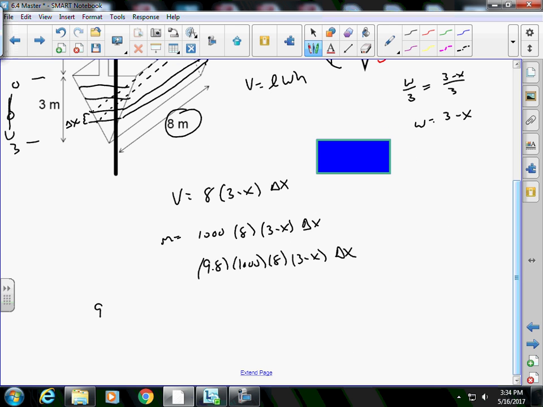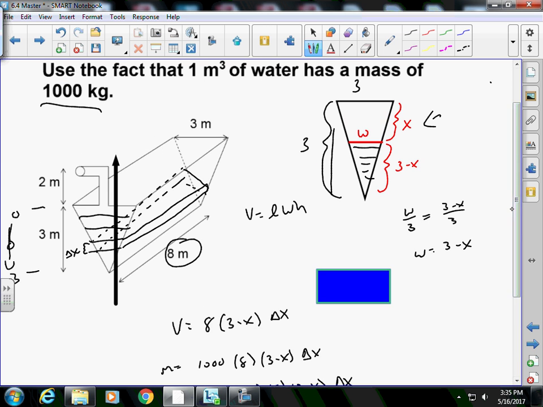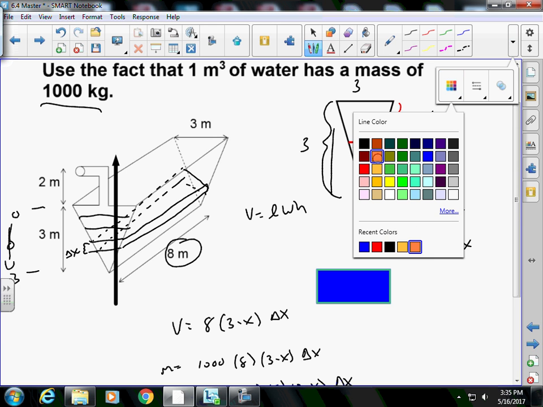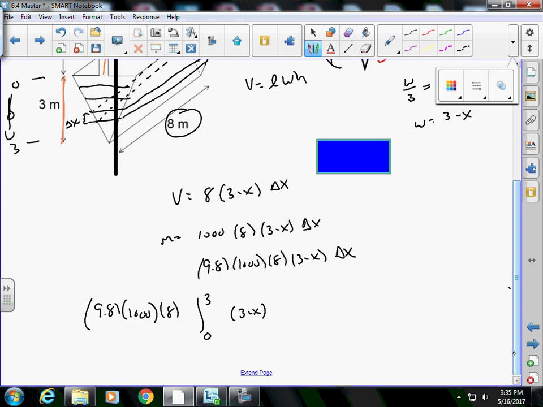So I'm going to put all my constants on the outside like I did on the other problem. Integrate from 0 to 3. I'd have the 3 minus x piece. But my x is traveling from here, as we talked about it before. My x is traveling from here up to here. But I need to come up and out of the spout. I have to go up another 2 meters. So my x isn't just traveling x, it's traveling x plus 2 meters to get out of the spout.